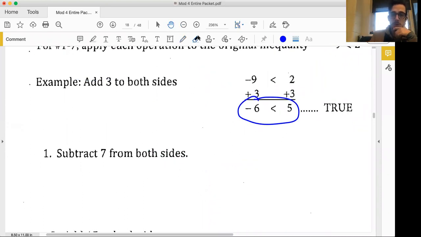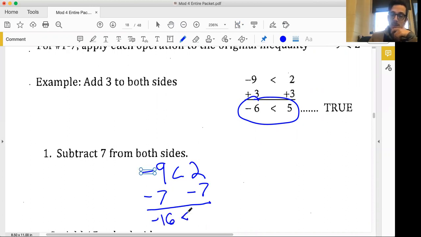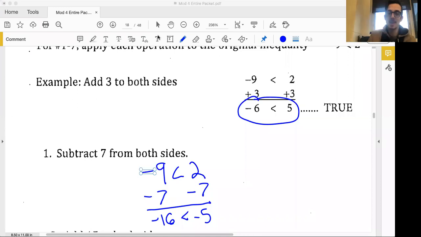All right, so I'm just going to rewrite my inequality. -9 less than 2. If I deduct 7 on both sides, -9 minus 7 is going more negative. So -16, 2 minus 7, we're now dipping into the negatives, -5. And so this is saying that -16 is less than -5. What do you think? Is that true or false?